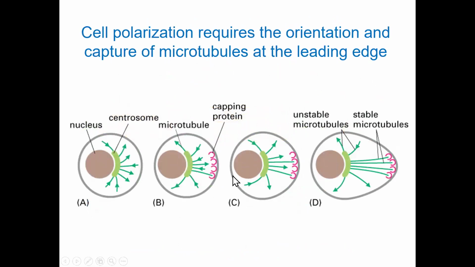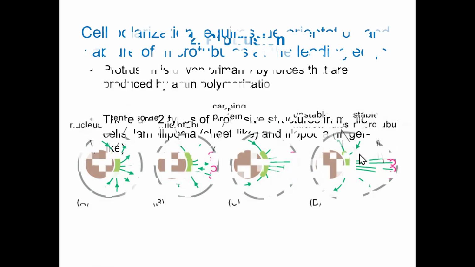Here you can see more. Cell polarization requires the orientation and capture of microtubules, not only actin, even microtubules. Here you can see the orient and capture, the leading edge microtubules also expand, with capping proteins. Here you can see the cell polarized, and in concert with the actin, microtubules also help the cell to polarize and move toward the target site.